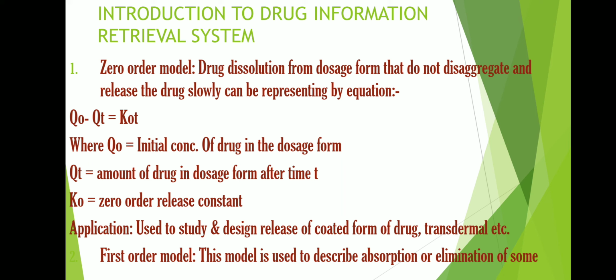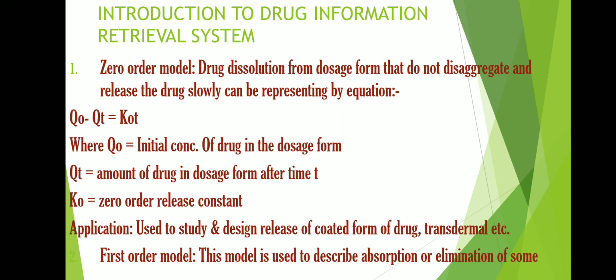The zero order model is used for those types of drugs which do not disaggregate in our body, and generally release very slowly. If we are preparing a dosage form which releases the drug at a very slow rate, there is no effect of concentration on the rate of the reaction, that is, from the starting point to the end point of the medicine's concentration decrement.